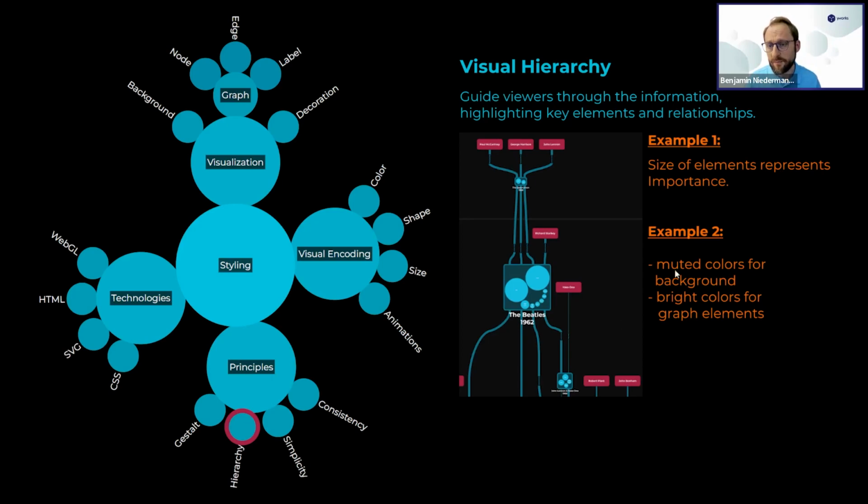So in this example, I used the size of elements in order to represent importance, but I also used muted colors for the background and bright colors for the graph elements. And this is a typical way to do this. If you remember this table in the background of the visualization, this was basically already black. It was a really dark gray that I used because I said, okay, this is not that important for the user of the graph visualization.